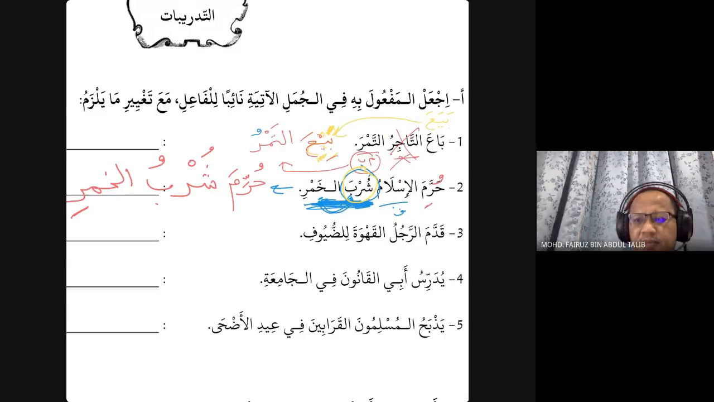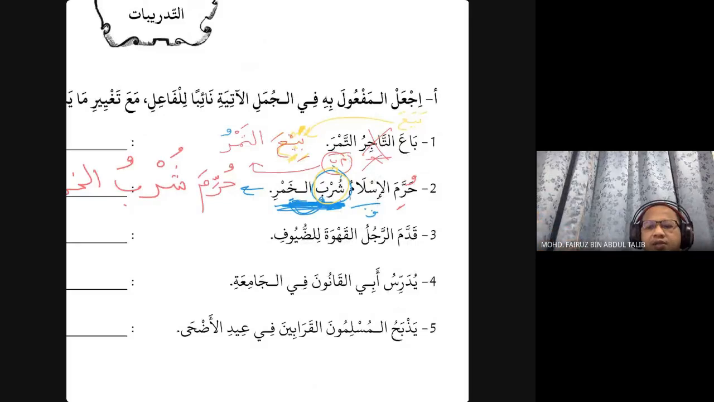Now, na'ti ila al-jumlati thalitha, the third jumlah. Qaddama ar-rajulul qahwata liduyuf. The rajul, the man, what did he do? Qaddama. Anyone remembers the word qaddama? Qaddama yuqaddimu. Qaddama means to give. Give or gave. The man gave al-qahwa liduyuf.